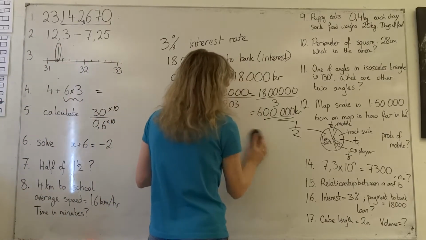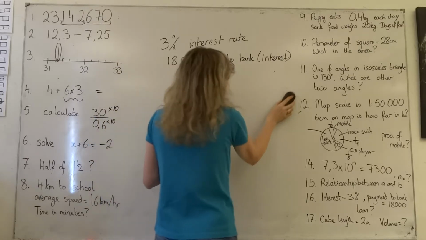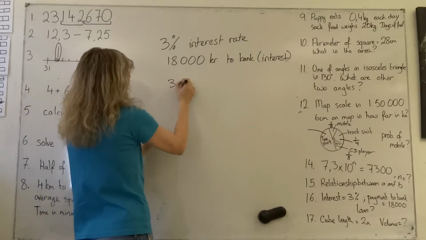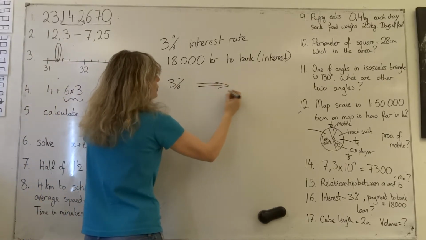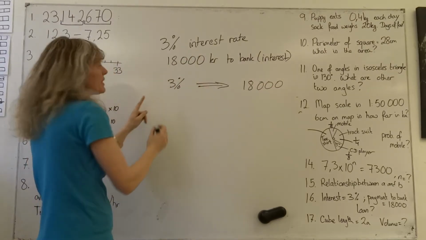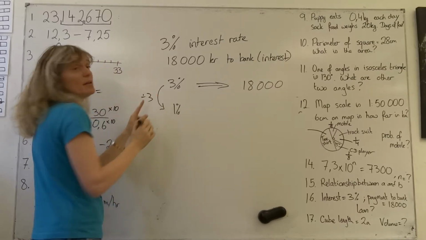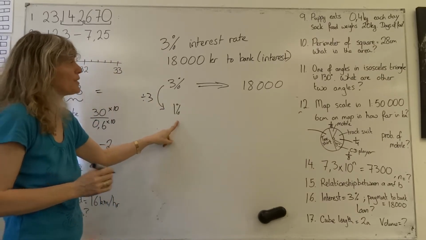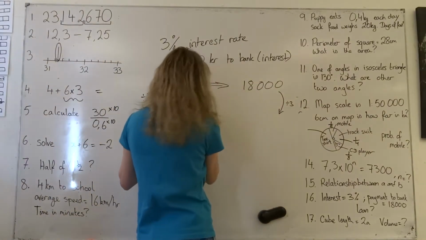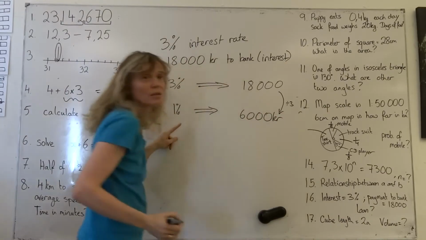if you don't love algebra. I do accept that maybe not everybody loves it just quite as much as me. What you can do is you know that 3% is equivalent to 18,000. Go from 3% down to 1% by dividing this side by 3. Therefore, I have to divide this side by 3 as well. So 1% is equivalent then to 6,000 kroners.